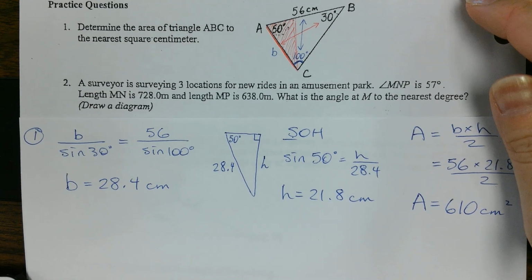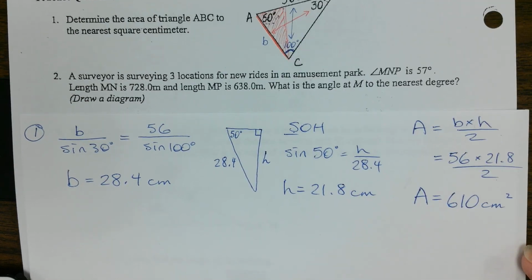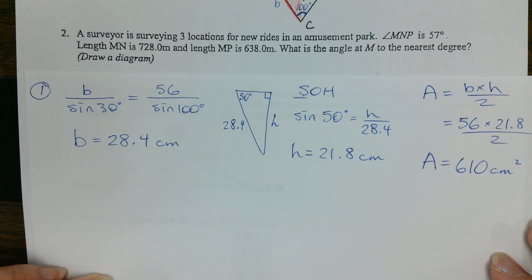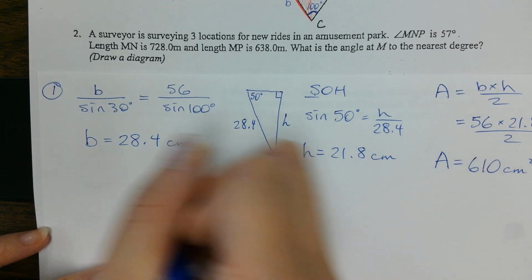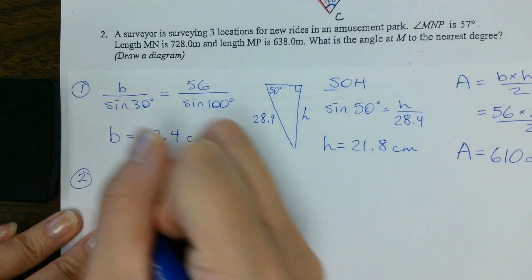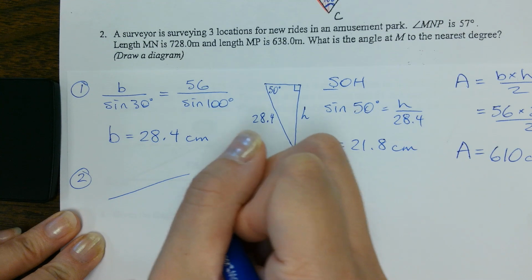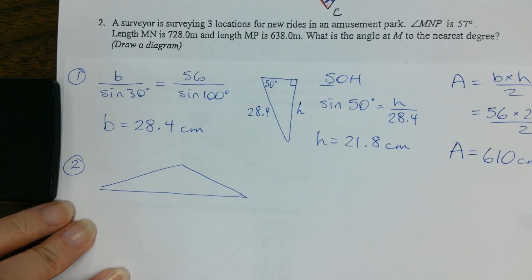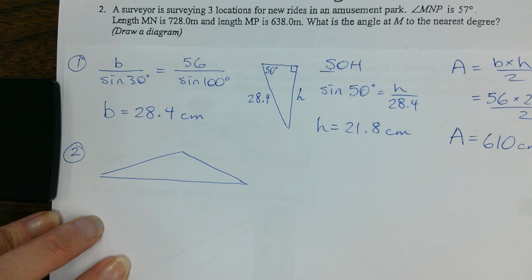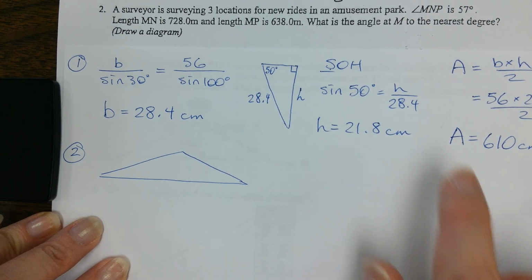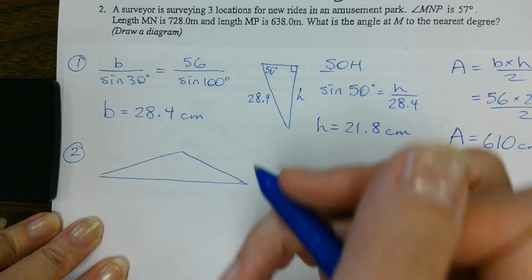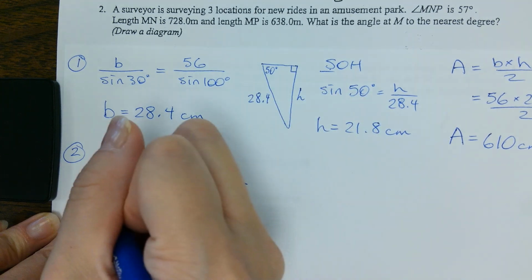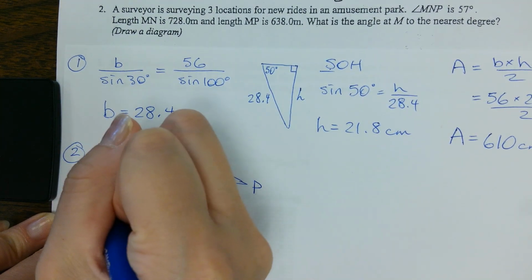Second, a surveyor is surveying 3 locations for new rides in an amusement park, triangle M, N, and P. Okay, so you were not given a diagram, so you have to draw your own diagram. Again, don't draw a right angle triangle. Draw something that's odd so that you don't misinterpret it as being a right angle triangle. So let's say M, N, and P, something like that.